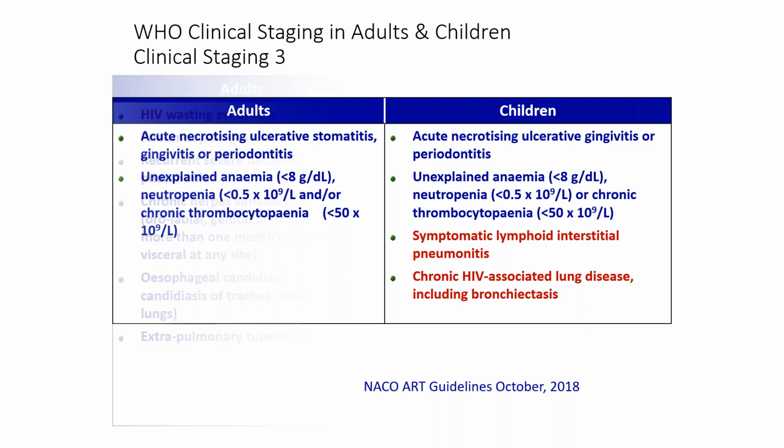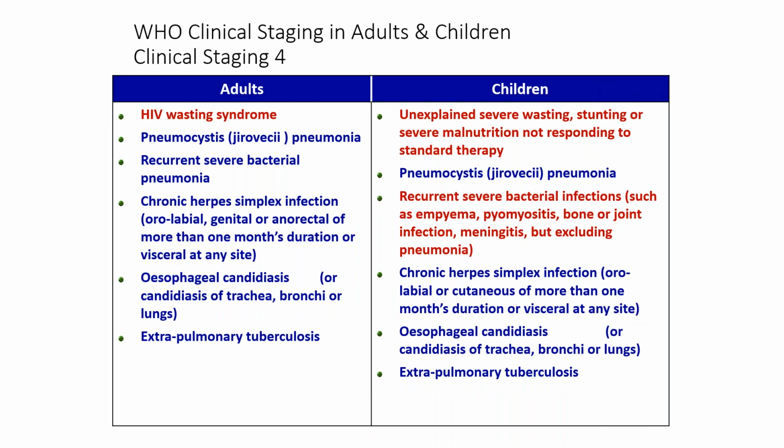Then comes stage 4. Stage 4 is defined by severe, very critical illnesses: HIV wasting syndrome, important illnesses like pneumocystis pneumonia, recurrent severe bacterial pneumonia. Remember, one pneumonia was stage 3. If the patient recurrently has severe bacterial pneumonia, it is stage 4. Chronic herpes: remember, acute herpes of any duration was stage 3, but here, chronic herpes of more than 1 month is stage 4.